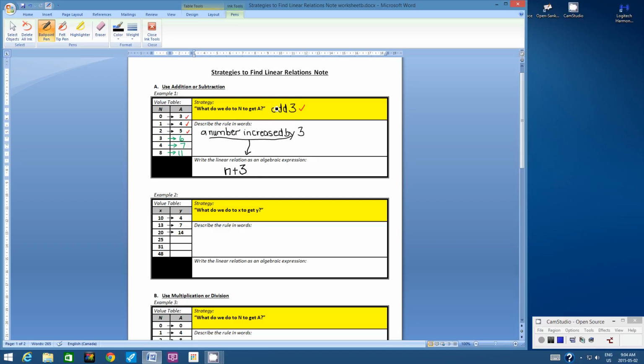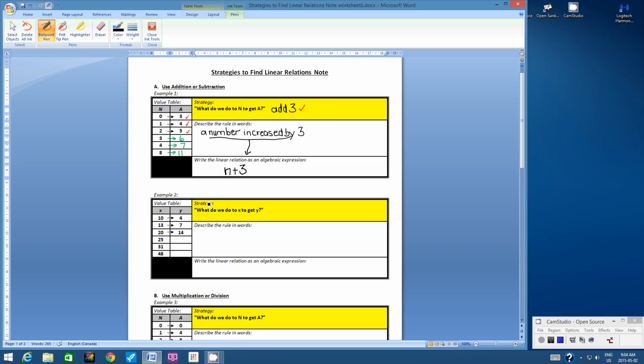First, we had to determine the strategy by looking at the value table. Then we wrote the rule in words. Then we completed the value table, and then we wrote the rule as an algebraic expression. Okay, so a lot of steps there. Okay, let's go on to example 2.